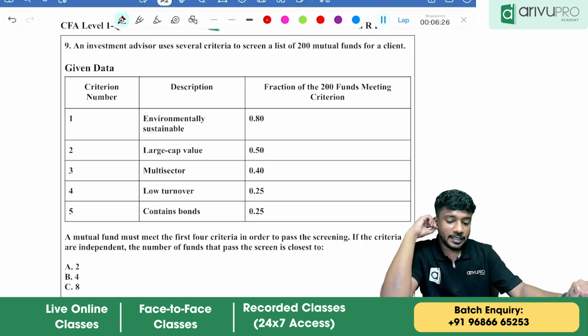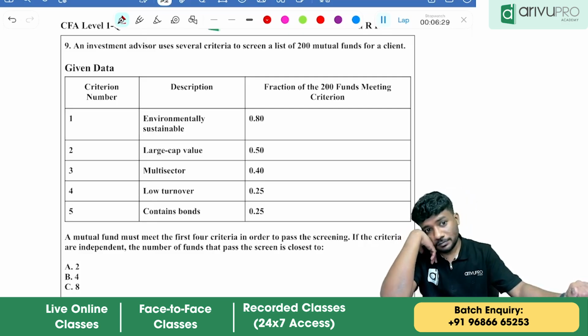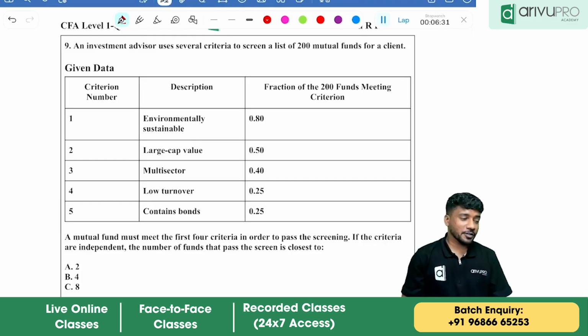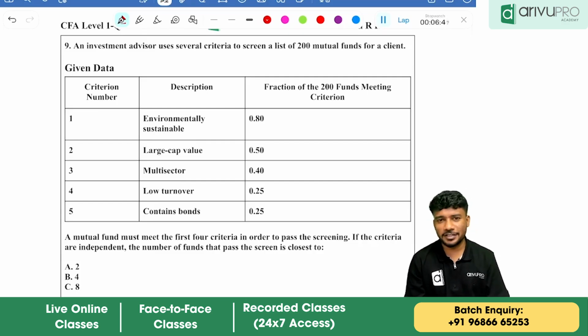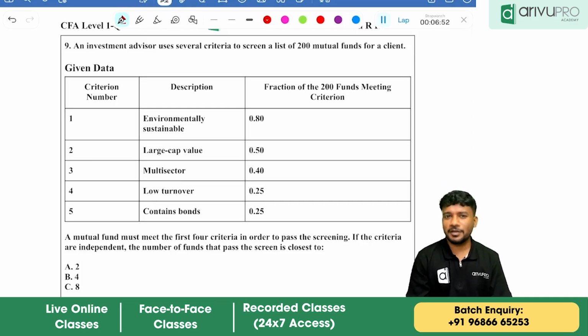They are given the criteria is independent. Whenever independent comes into the picture, the intersection value will be the product. Remember that. If there are 5 or 4 or 7 events, P of A intersection B intersection C intersection D intersection and so on, if they are independent, the answer will be P of A into P of B into P of C into P of D and so on, multiplying. Using that logic, try to get me the answer.